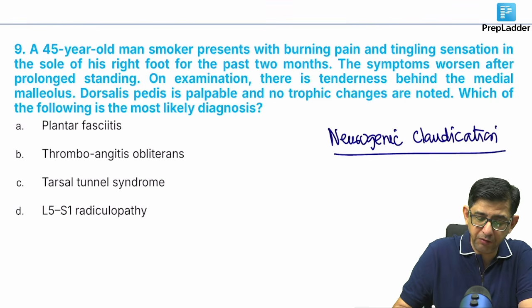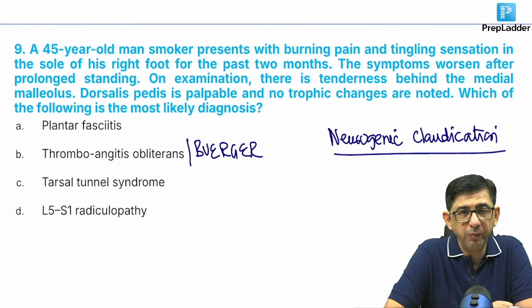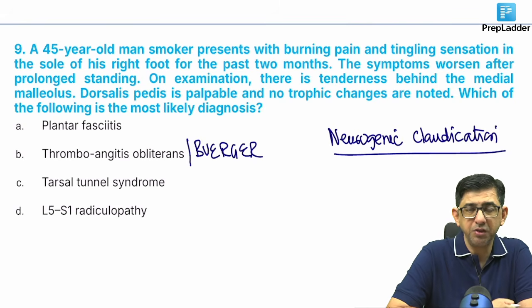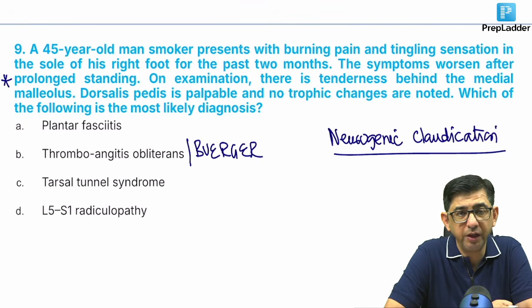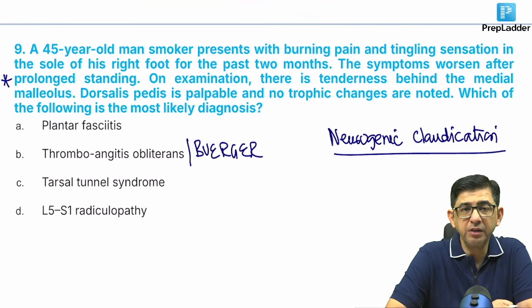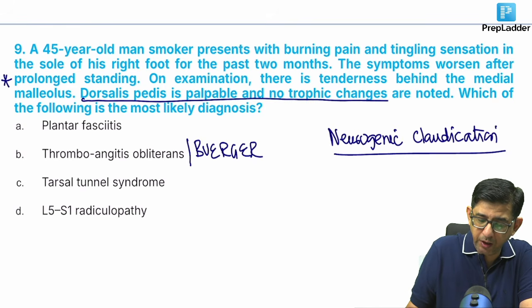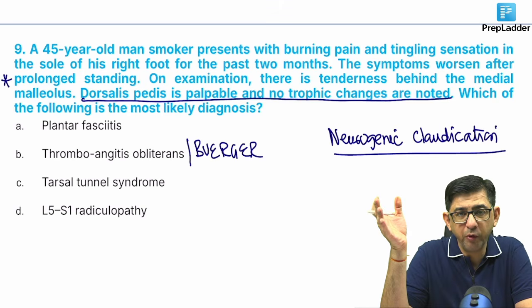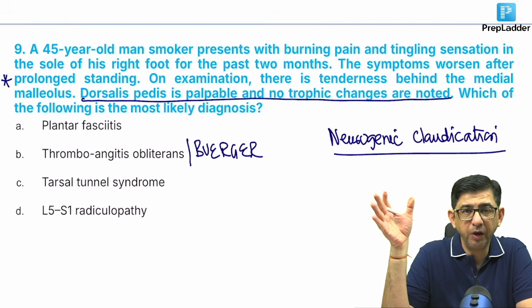Vascular claudication is a feature that is seen with Buerger disease, that is thromboangiitis obliterans. So there also the question will begin with smoker and will be having pain. The pain can be in the foot, it can be in the calf of the patient, but there the question will say pain will worsen with walking. Here it is worsening with prolonged standing. So that tells me it is neurogenic cause. Then he has himself said dorsalis pedis artery is palpable and there are no trophic changes that are noted, because if you are gonna have thromboangiitis obliterans in a patient, then dorsalis pedis artery pulsations will be absent and there might be digital gangrene developing in a patient.